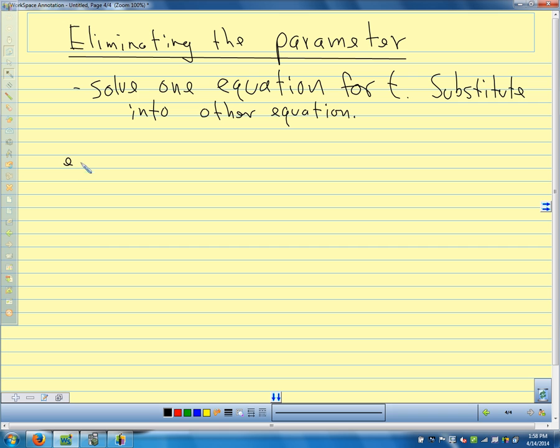So let's look at an example of eliminating the parameter. Let's say we have this set of parametric equations: x equals 1 over the square root of t, and y equals 2t squared. And we want to write our equation y equals f of x. A couple of things we need to do when we eliminate the parameter. We need to look at the domain restrictions of our set of parametric equations, and we need to take those into account when we write our y equals f of x equation.